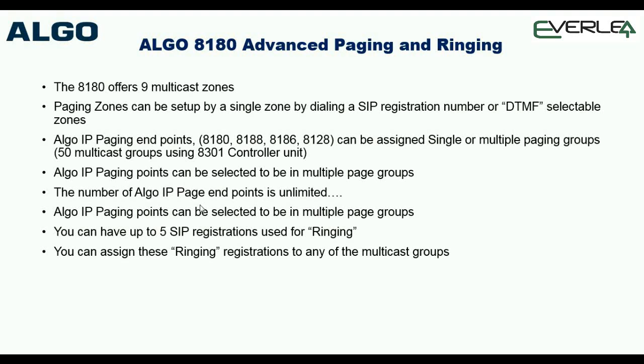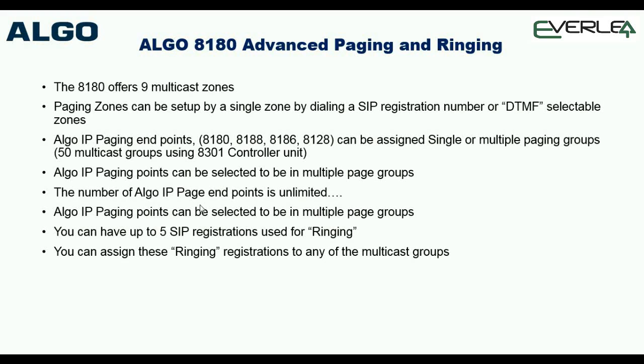The IP paging points, I haven't picked on the 8180 in particular in this area, can be in multiple paging groups, e.g. you can have a unit in paging group 3, 5, and 6. Okay, so you just tick those options in the unit, and then that unit's across those groups, no problems. The number of Algo paging endpoints is unlimited.